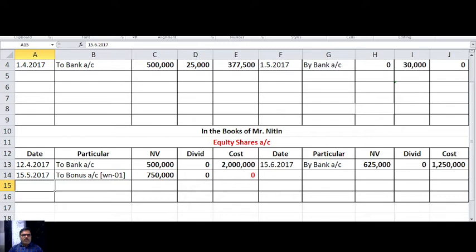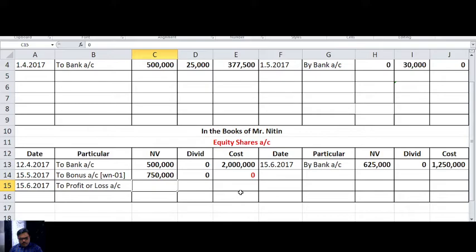And that profit we have to record on the debit side on the same day, 15 June. Next, profit and loss account, nominal value column 0, dividend 0, and how much profit did Mr. Nitin earn? 12 lakh 50,000. So here 12 lakh 50,000. So total profit is 12 lakh 50,000.